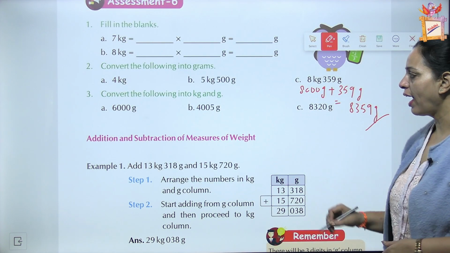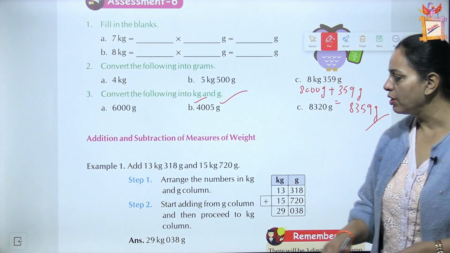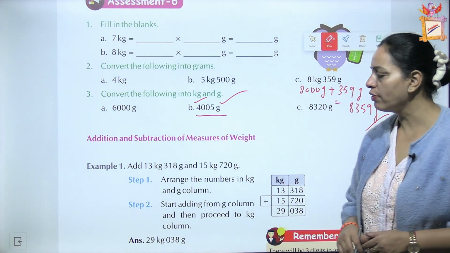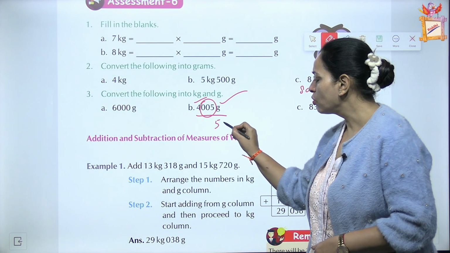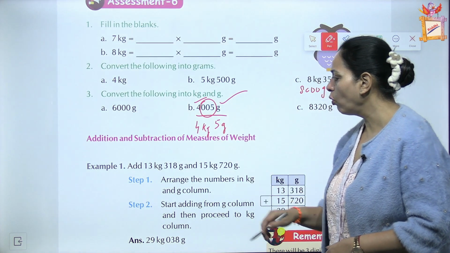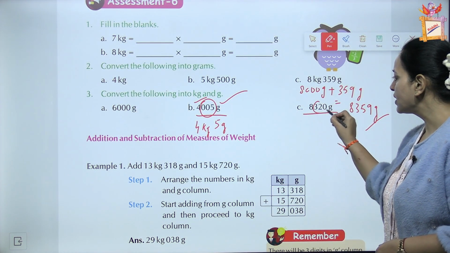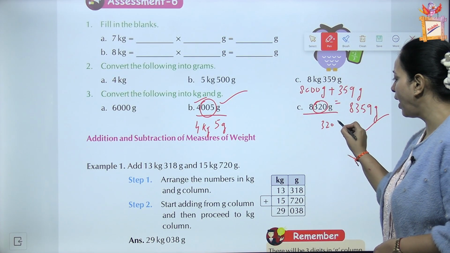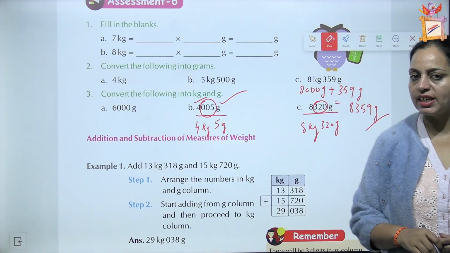8359 gram. The third, convert the following into kg and gram. So like B part 4005 gram. So last 3 digits represent gram. So 5 gram and the rest digits kg. So 4 kg 5 gram. ऐसे ही C part है, last 3 digits 320 gram and 8 kg. So I hope this is clear to you.